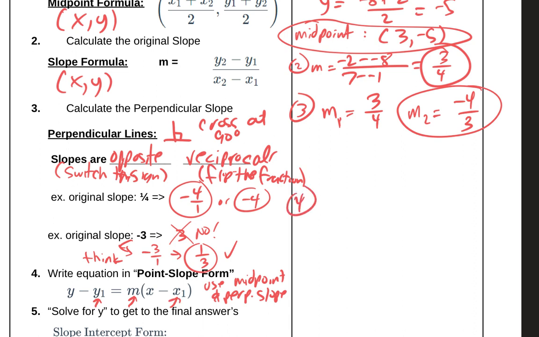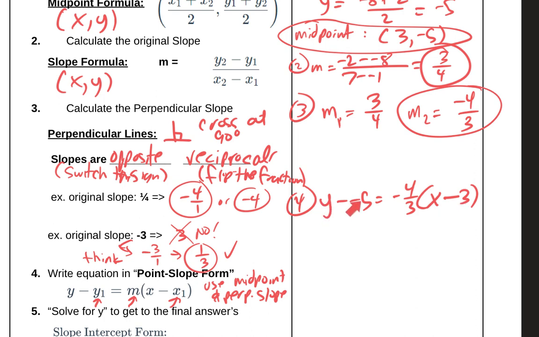Number 4. We're going to say y minus, and we said we're going to use the midpoint, right? So the midpoint was 3, negative 5, so the y value is negative 5, right? Equals, and then we said the slope, from our perpendicular slope, so not 3 over 4, we're going to use negative 4 over 3. Okay, times x minus, right? Don't forget the minus, the x value. So the x value is positive 3, right? So we're going to have 3 over there. All right, so that's step number 4.